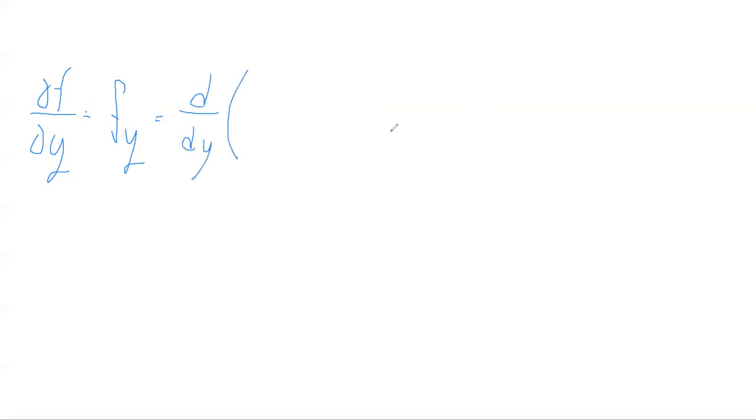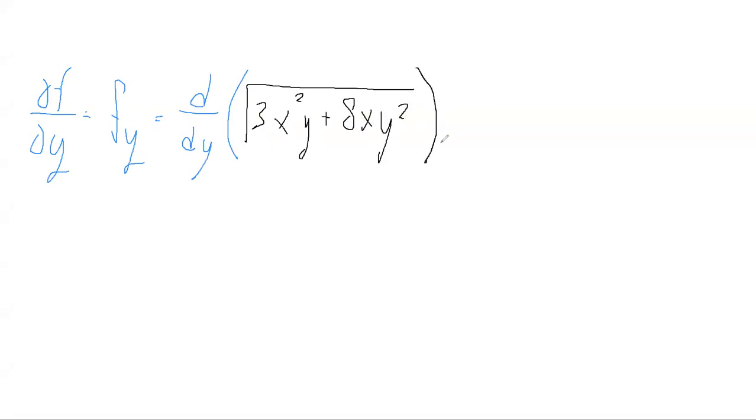I'm going to look back to what our original equation was, and it was 3x squared y plus 8xy squared. And taking the derivative of this, like I said, it's the same concept. Remember, you have to take your square root out first and find the derivative of your square root, and that's going to be 1 over 2 times whatever's inside the square root, 3x squared y plus 8xy squared. And then we have to find the derivative of what's inside the square root due to the chain rule.